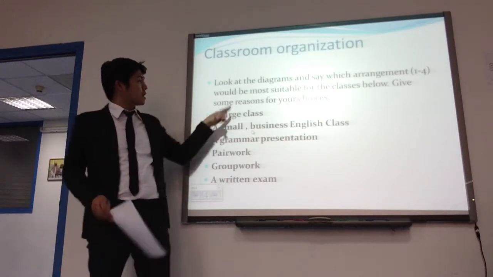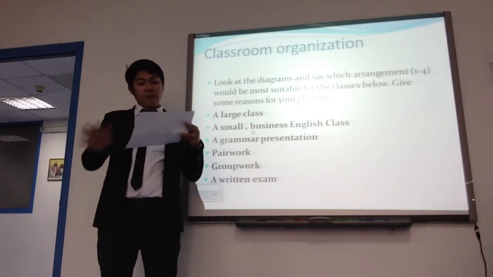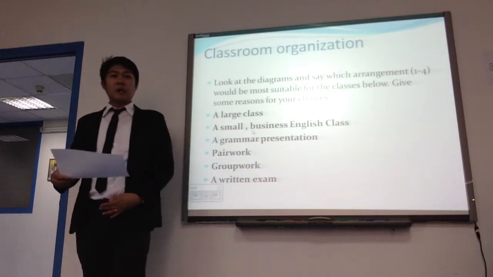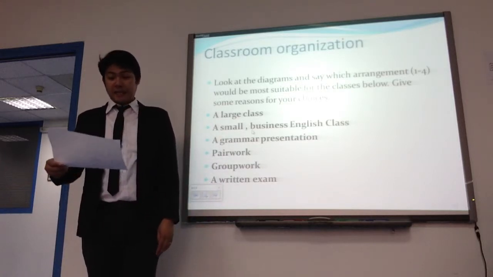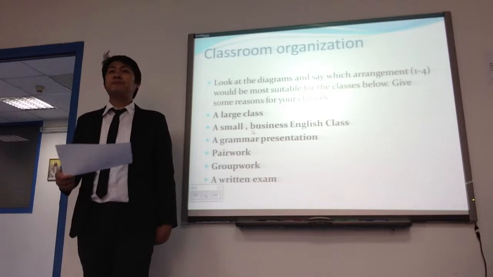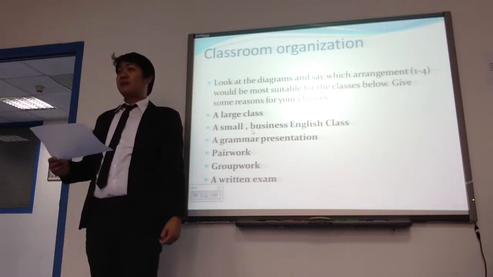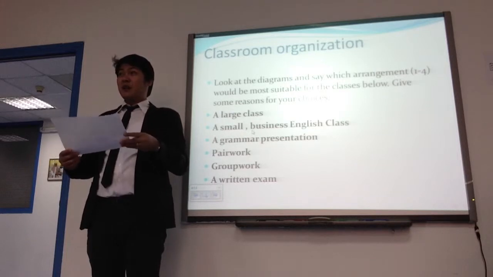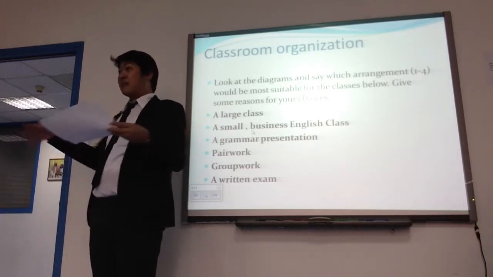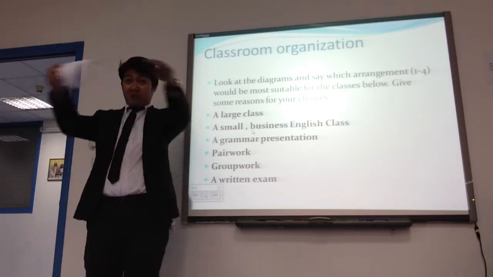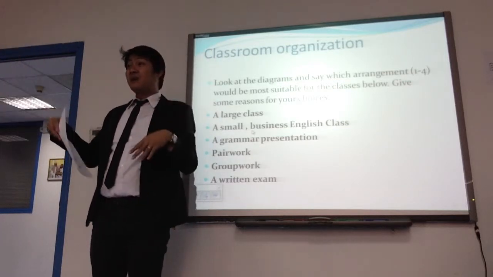For example, a large class. Look at the diagram. Which diagram here? The first one. Why? Because it's a large number of students, maybe big groups. Maybe the classroom is small, so it's okay just to seat them by rows.